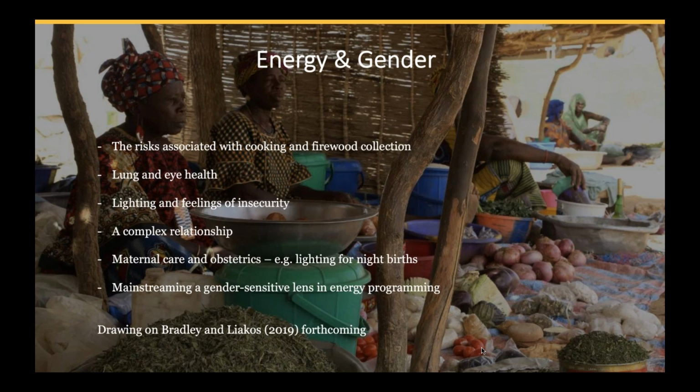But the one thing I want to highlight from this slide is that there is a complex relationship between energy and gender. The most prevalent type of gender-based violence is still intimate partner violence. So it's a complex relationship, and it's one that needs a lot of care. And we need to think about how energy programs can be designed with a gender-sensitive lens. So next, please.